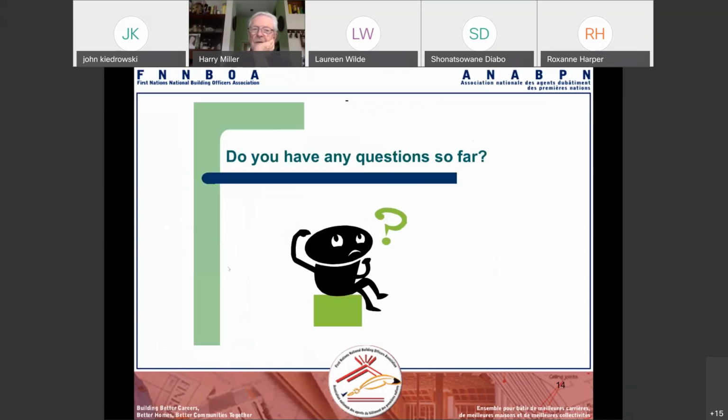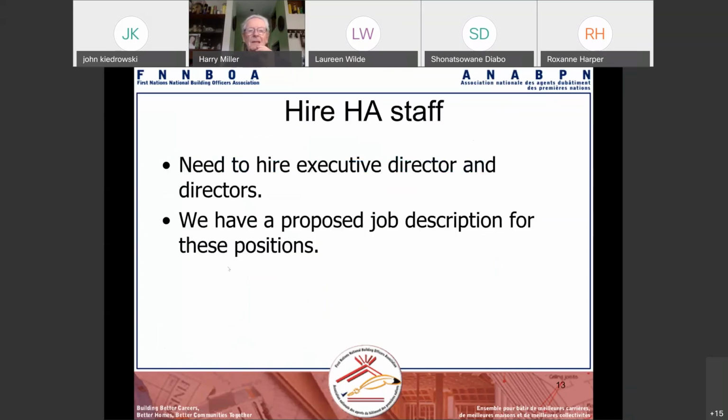So the next step is, once the housing authority is established, they need to hire executive directors and directors. And again, I hate to use the word, but create the required bureaucracy that's needed to implement a housing authority or to carry out the corporate objectives.